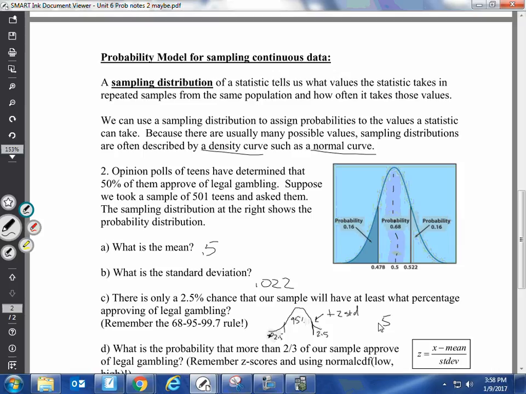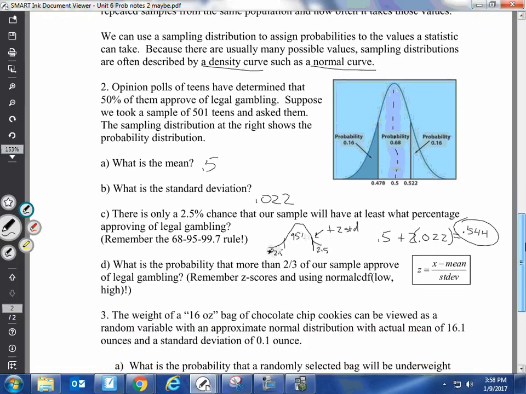Now I take that 0.5 and I add 2 of my standard deviations, which is 0.044, so that'd be 0.544. Okay, so there's only a 2.5% chance that we'd have 54% of our teens approve legalizing gambling.